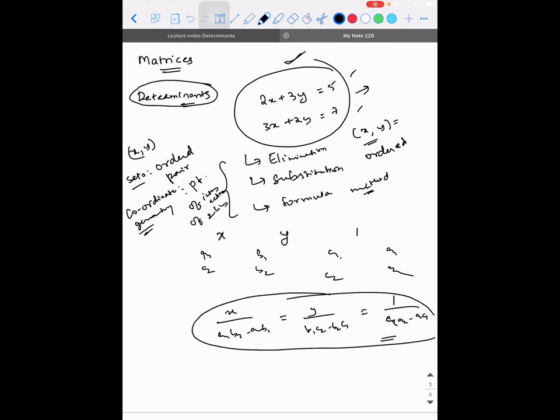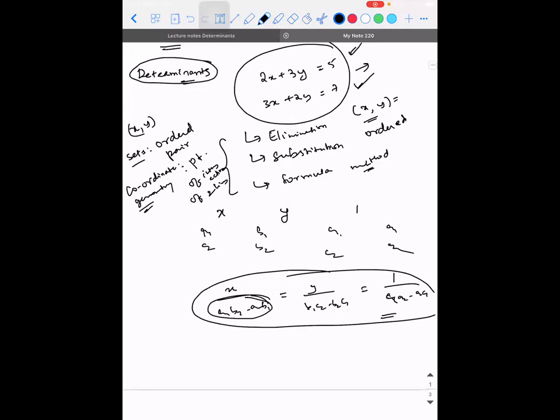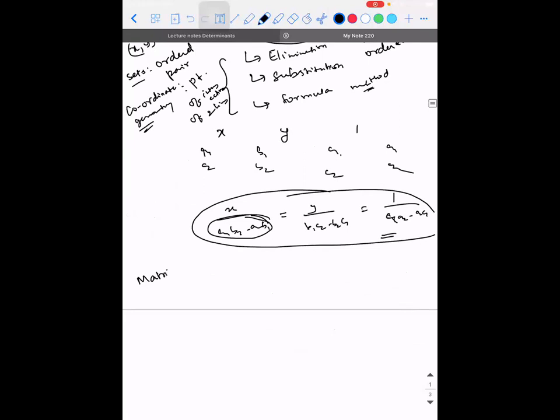In a similar way, is there any other way we can solve these 2 equations? Are these only methods that we know? The elimination, substitution, formula method, or cross multiplication, whatever it is. Are these the only methods that we know? The other way in which we can solve this problem is by taking the help of matrices, because matrices has something like multiplication, right?